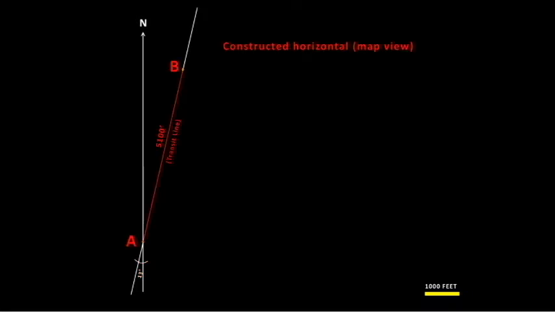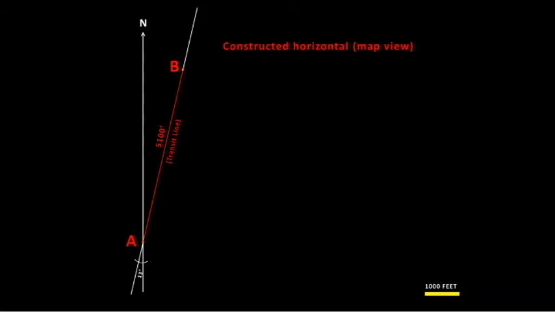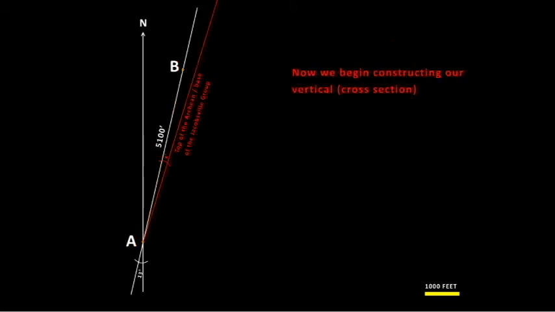So here's our point A and B, and there's our 5,100 foot transit line. And this is constructed in horizontal map view. So we have our horizontal now. All right, we're working on a plane here. Okay, and that red line is at 605 feet above mean sea level. All right, now we add our dip. Now we're going to go into cross section. Okay, so we add our dip.